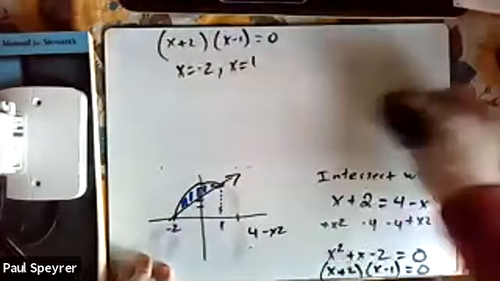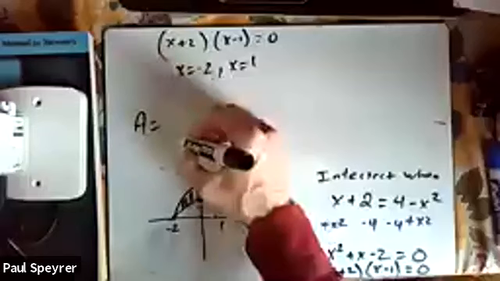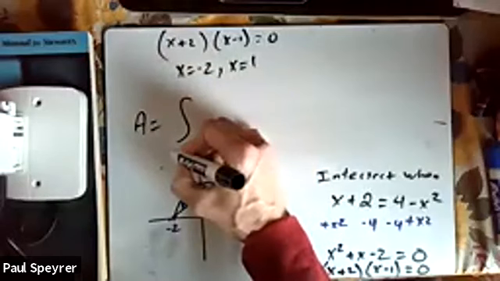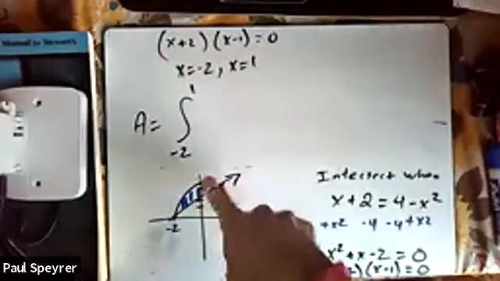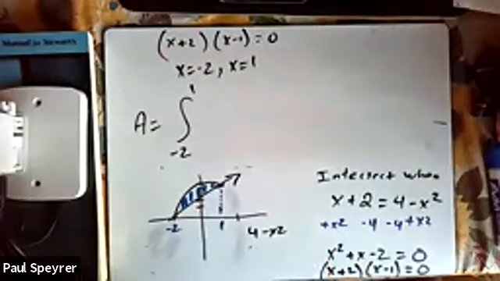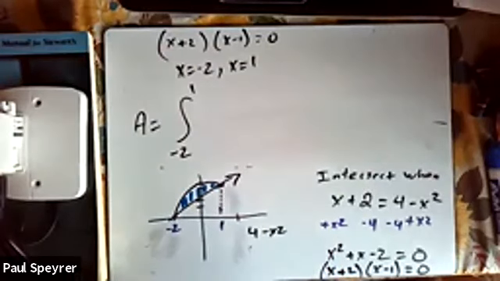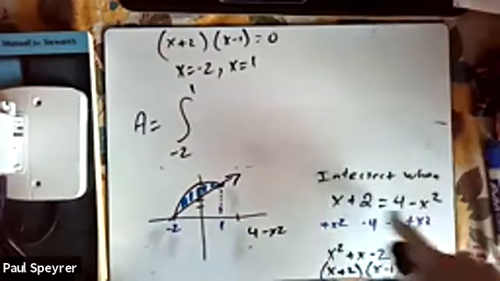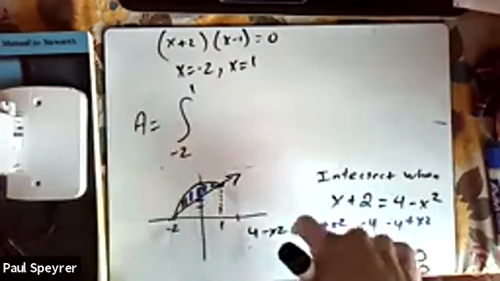So now we can set up our interval. We'll say A, the area, is equal to the integral from -2 to 1. And now since we're doing it with respect to x, it's the upper minus the lower curve. What's the upper curve in this instance? Is it the straight line? The parabola that we were looking at? It's the parabola. It's the 4 minus x squared because that's the high one in this instance.